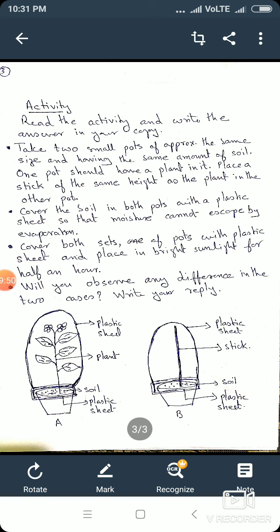Think over it and write the answer in your copy. If there is any confusion, we will clear it in the doubt session. You can ask, but I don't think there will be any problem. For you people, you all are intelligent students. Now this time I'm not giving you any question to do in the copy as homework.